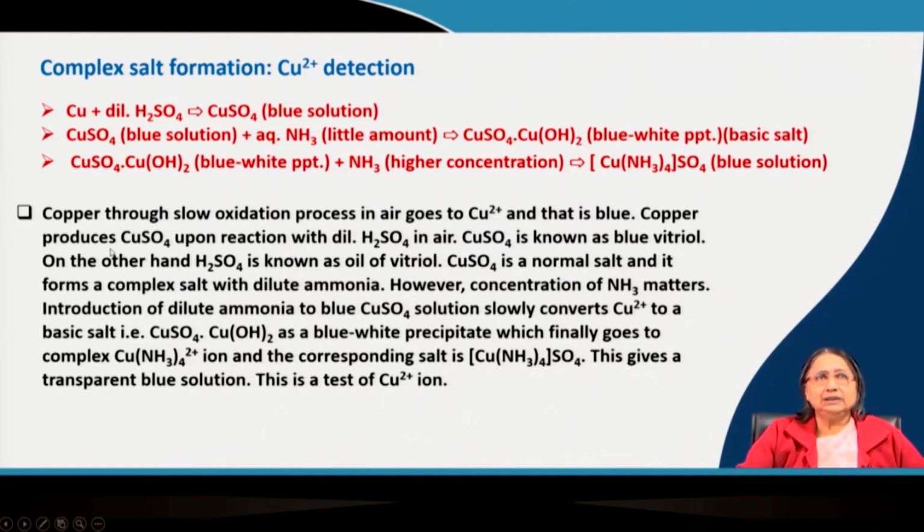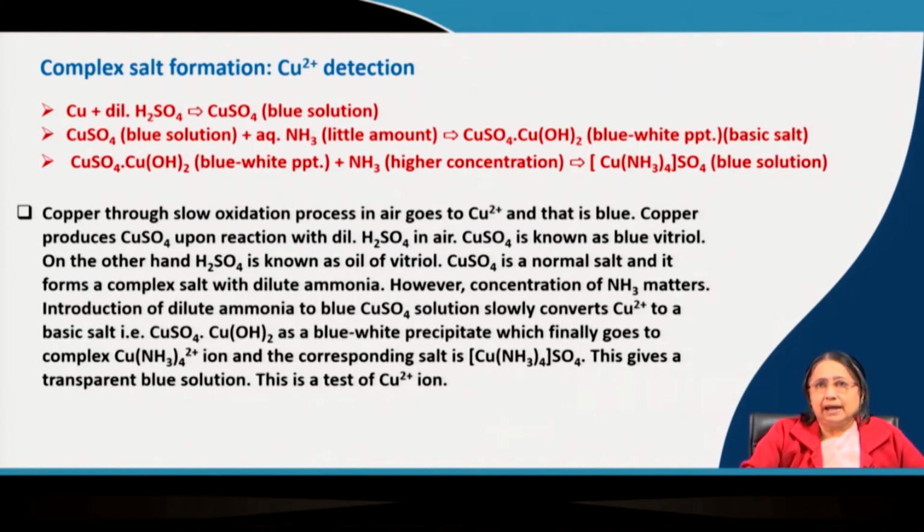Now, copper produces copper sulphate upon reaction with dilute H2SO4 in air. This is a slow conversion. So, if you put copper in dilute H2SO4 under air, it will slowly produce the copper sulphate solution, which is blue in color and which is known as blue vitriol. On the other hand, sulphuric acid is the oil of vitriol.